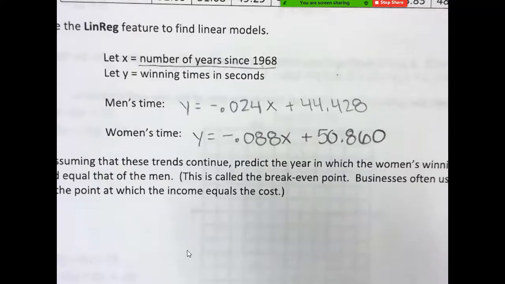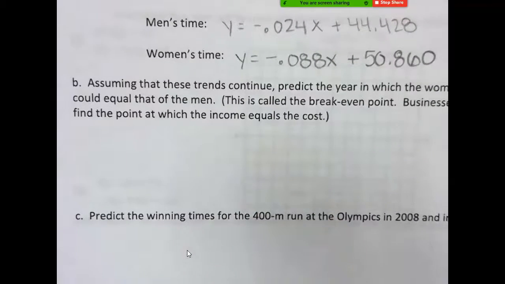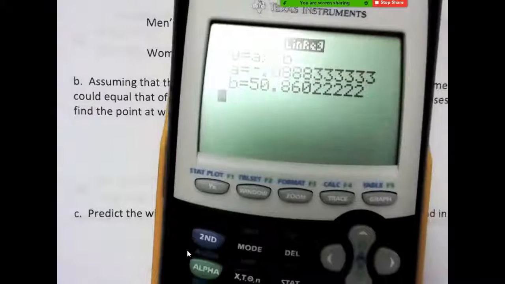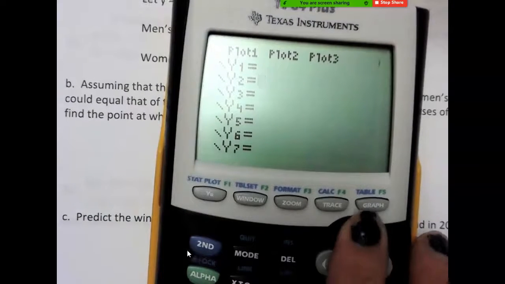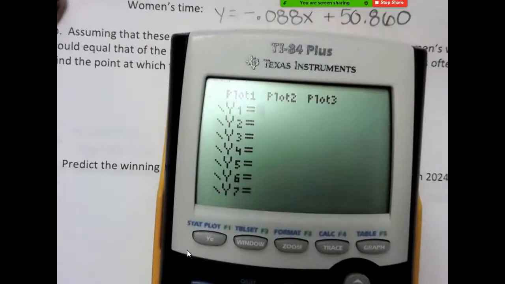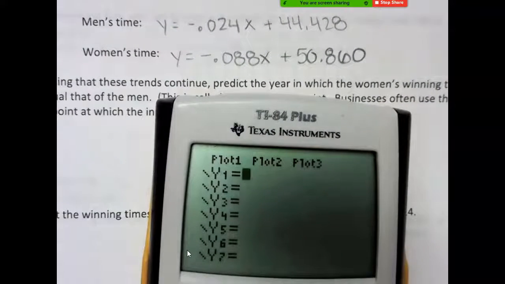It says, assuming these trends continue, predict the year in which the women's times could equal that of the men's. We call this a break-even point. Businesses often use this point to find when incomes equal costs. So in our case, we're going to go back to y equals. We're going to take out the equations that were in there before and type in these 2 new equations into y1 and y2.